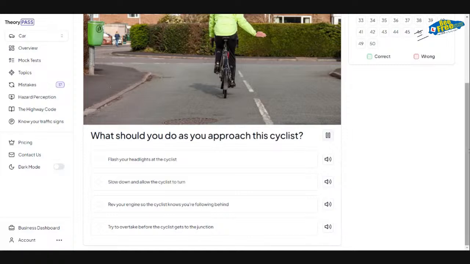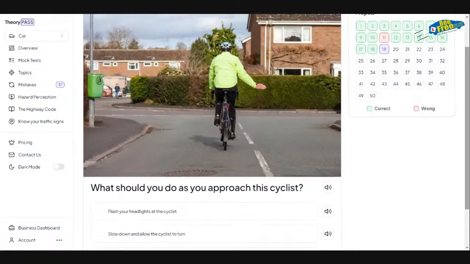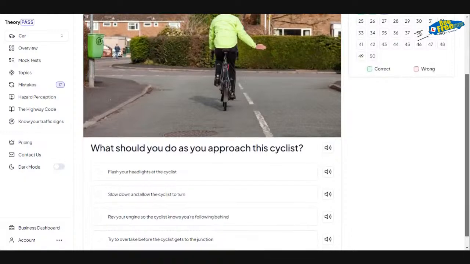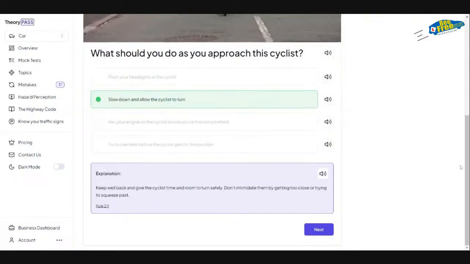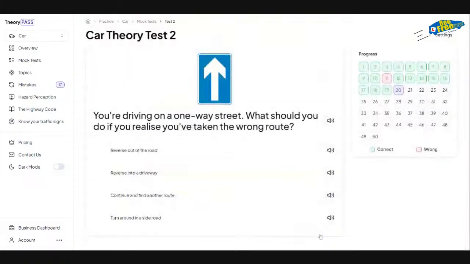What should you do as you approach this cyclist? Okay, so remember, I'm behind the cyclist. So I'm not going to interfere with what that cyclist is doing. They've got their arm out, they're turning right. I'm going to let them do their thing. So I'm going to slow down and allow the cyclist to turn. Keep well back. Don't intimidate them, blowing your horn or anything like that.